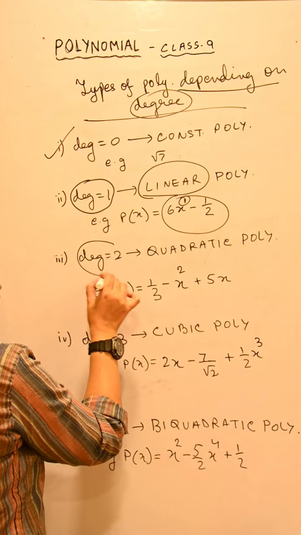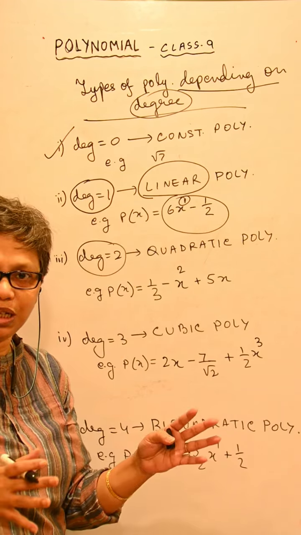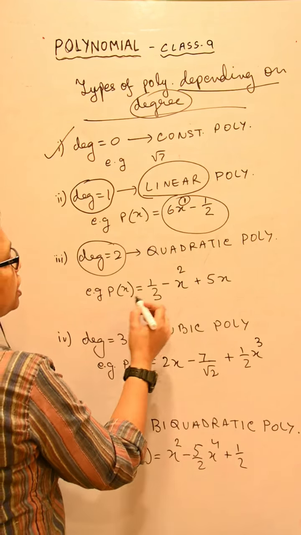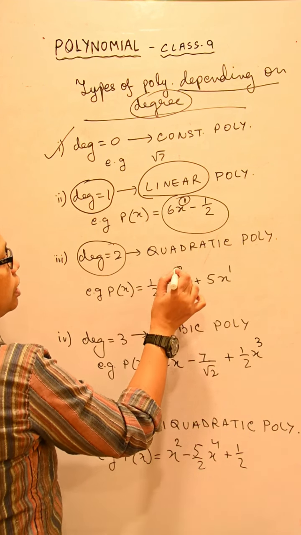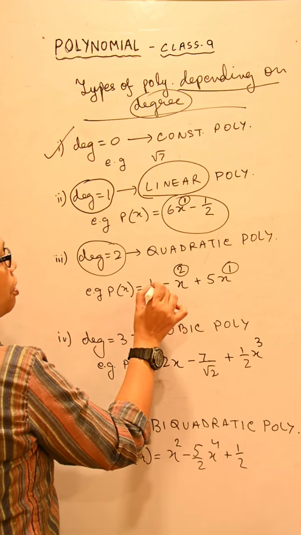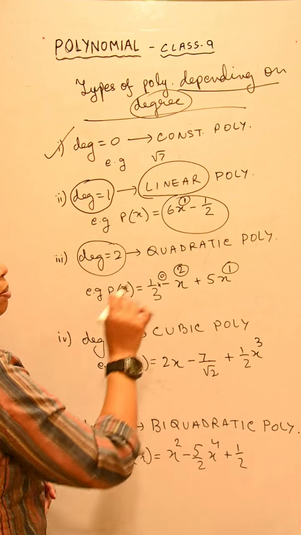Now, when degree is 2, then we call that polynomial a quadratic polynomial. That is, the highest power of the variable is 2. So here I have written an example. Here you can see the power is 1, the power is 2 here, and this is a constant, so the power is 0 here. So obviously the degree is 2. So this is a quadratic.